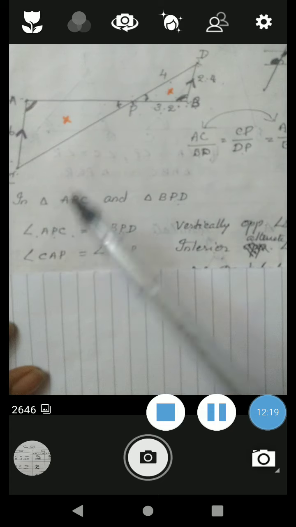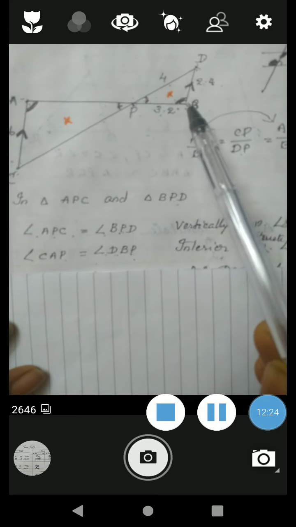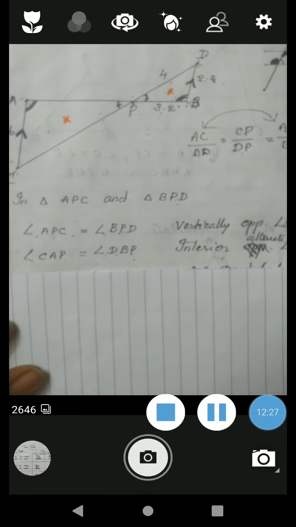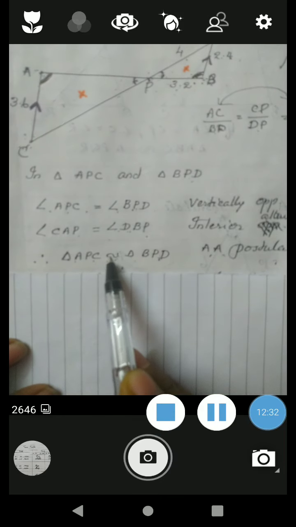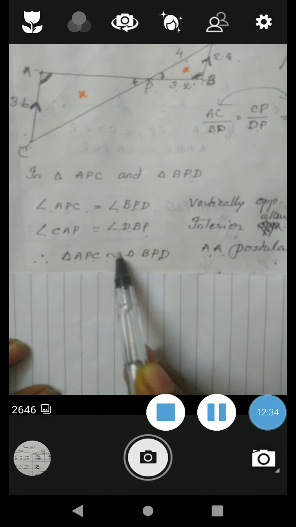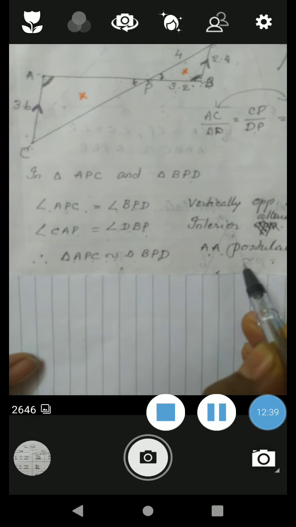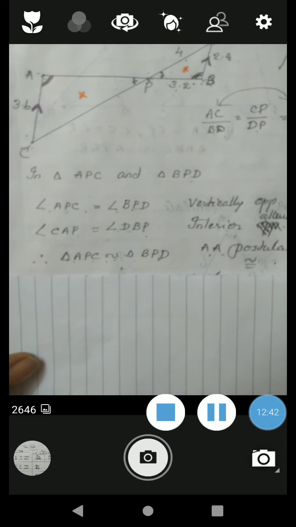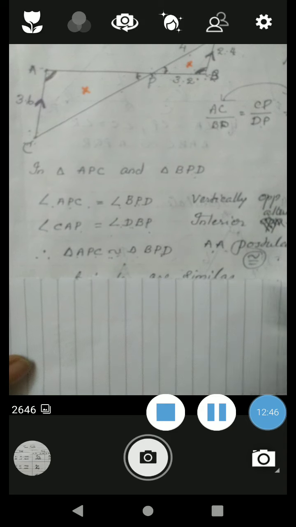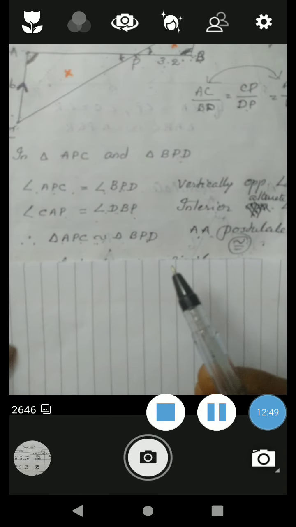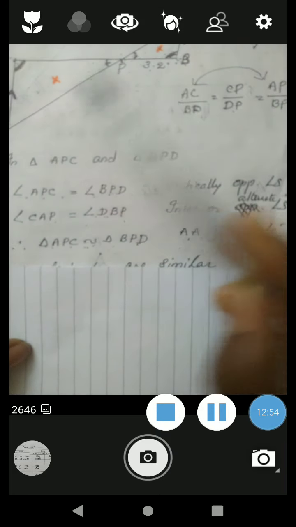So, by the AA postulate, corresponding two angles are equal. Therefore, these two triangles are similar. This is the symbol for similarity. Do you remember the symbol for congruency? This one, an equal to sign with one like this is congruency. Here, this is similarity. So, these two triangles are similar. It's proved.